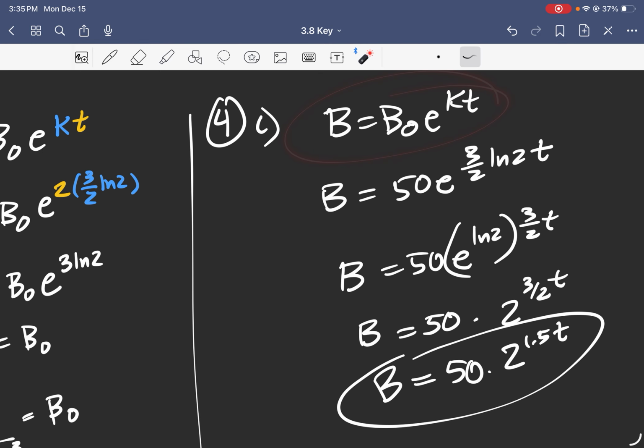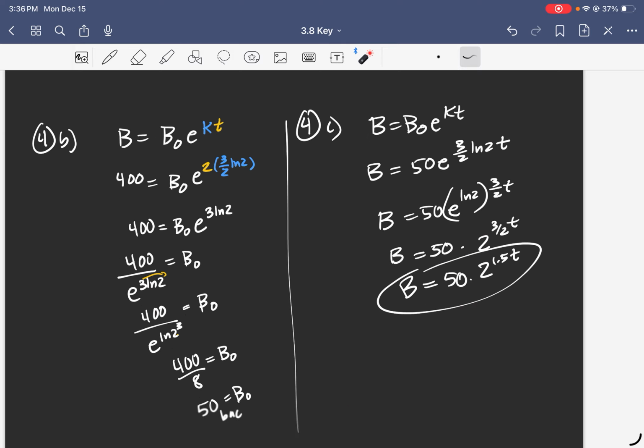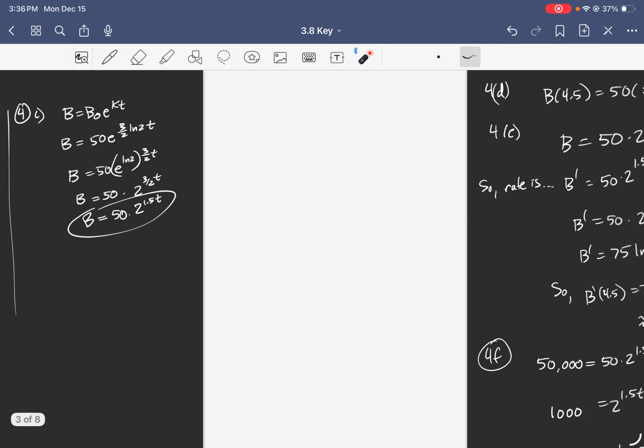Here, if this is our function, we can plug in the rate that we know and the initial value. But realize what happens. If we have e raised to this times this, I could break it up into raising it to this and then raising it to this. And the reason I would do that is because these cancel out in a sense. So you get 2 to the 1.5t, and that is our function. And that's what part C is.